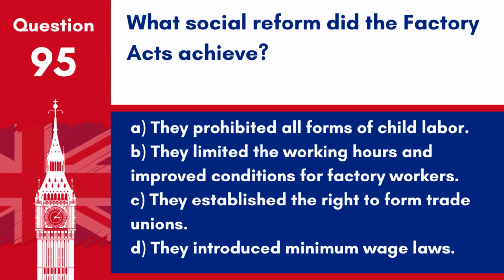Answer: B. They limited the working hours and improved conditions for factory workers. The Factory Acts were a series of UK labour laws passed across the 19th century that aimed to improve conditions for workers in factories, especially concerning working hours and the employment of children.